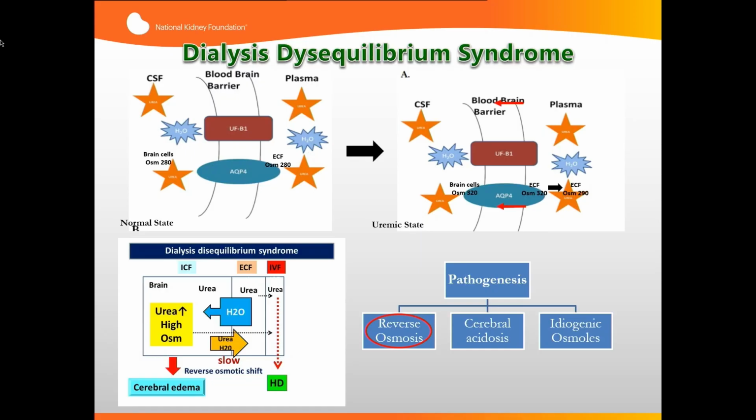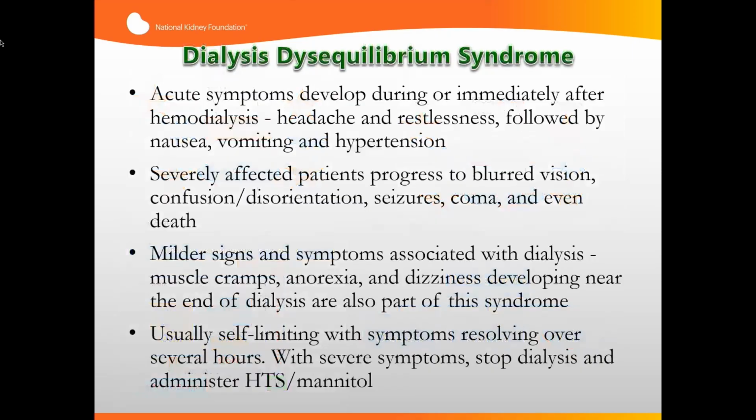So the other theory, which is the acidosis theory, is basically that when you have intracerebral acidosis and you use a bicarbonate dialysate, you cause lots of carbon dioxide, and that gets converted with carbonic anhydrase and release of sodium and potassium ions, and that further lends itself to the cerebral edema. Not so much accepted. And then there's a third theory, which is the idiogenic osmoles.